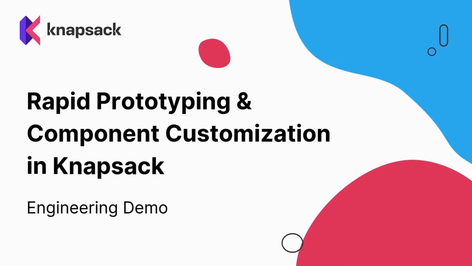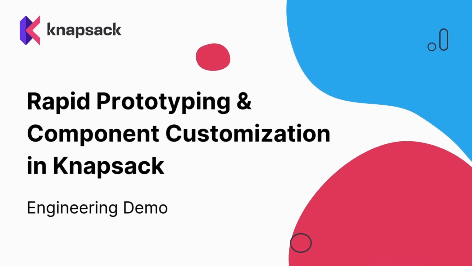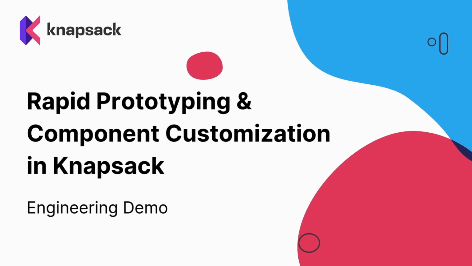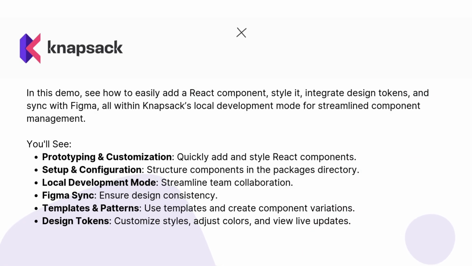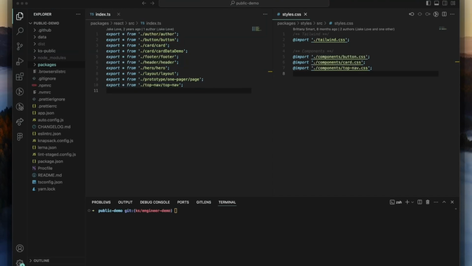Today we'll see how engineers can rapidly prototype and customize components using Knapsack's powerful local development features. We're going to quickly run through an example of adding a React component, component styles, and the integration with design tokens. Knapsack resides within your repo, so you have full control over everything: repo structure, build process, and anything that you can accomplish with the power of a package JSON.